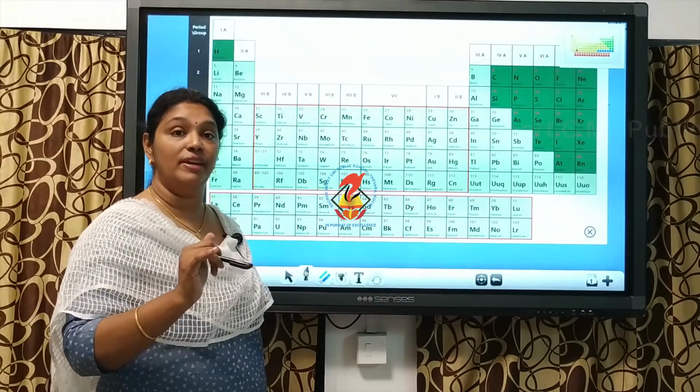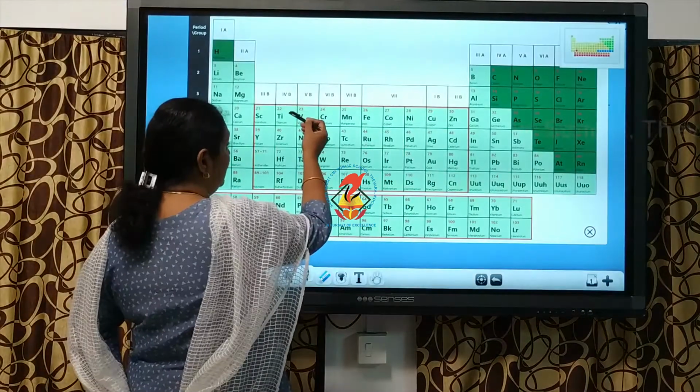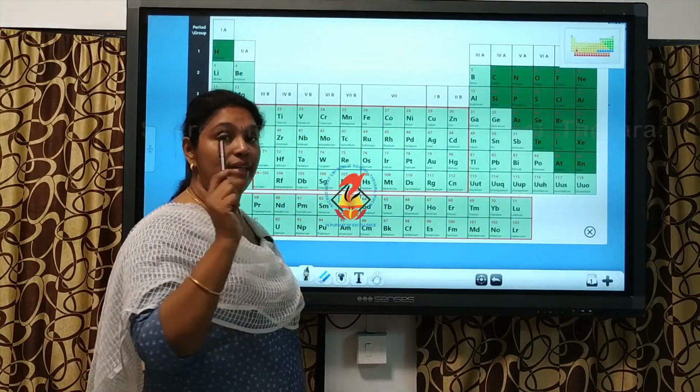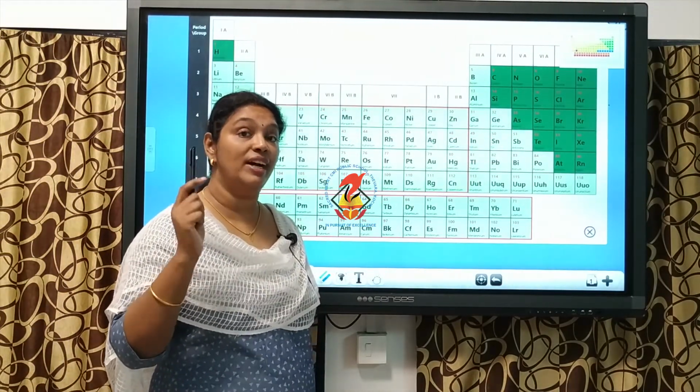Then after 5s, 4d orbitals get filled. Now you can see in period number 4, it was 3d orbitals that got filled. It is n minus 1. N minus 1 d orbital.